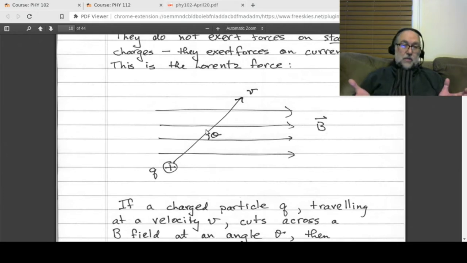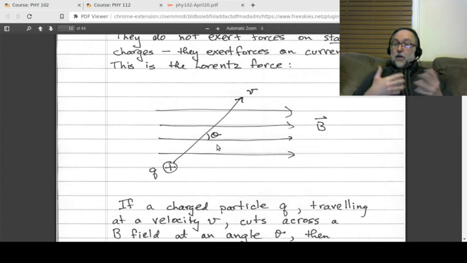So let me just re-summarize because it's kind of hard to get your head around. B fields exert a force not on static charges, but on moving charges. The charge Q is traveling with a velocity V, and it cuts across the B field at some angle theta. The direction of the force is perpendicular to both V and B, so it's either into or out of the page. To determine which, you rotate from V to B, point your fingers of the right hand in the direction of the rotation, and your thumb will point in the direction of the force if it's positive. If it's negative, you have to flip the direction. That tells you the direction.